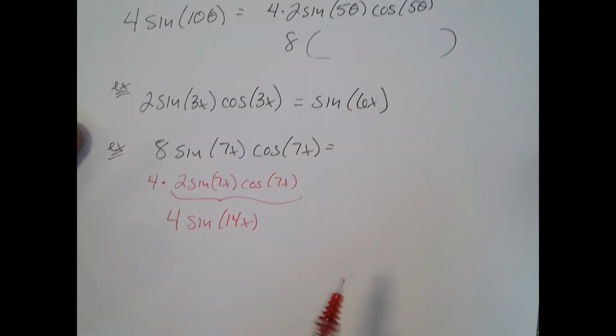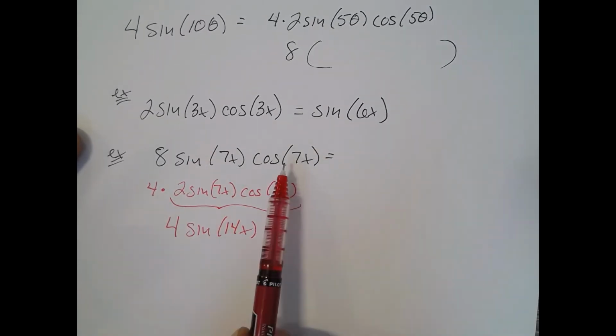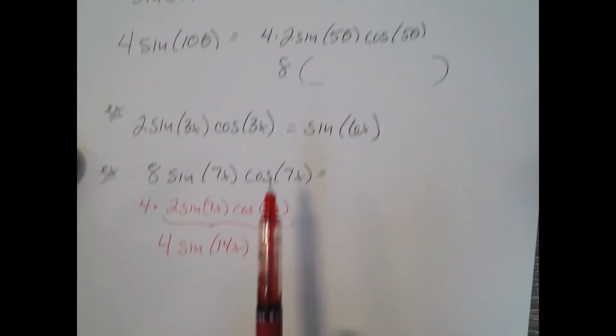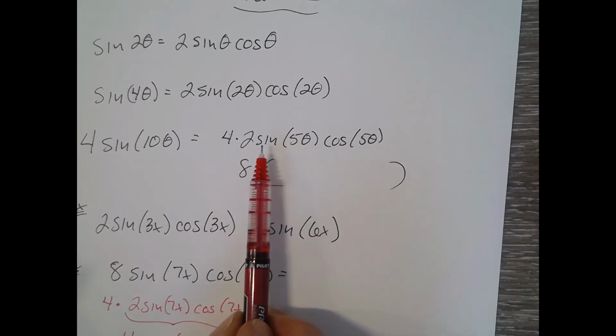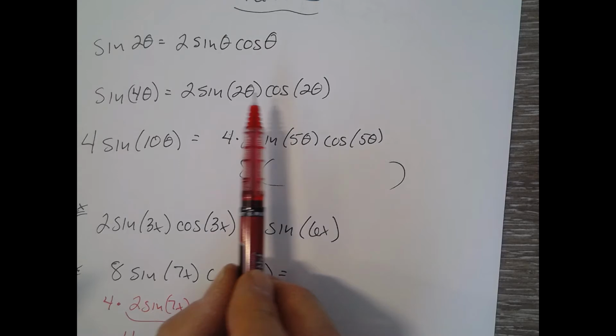So it's 4, and now what is all this? That is sine 14x. Sine of 14x. Okay, so if you ever see a sine of something times a cosine of the same amount, that should trigger double angle sine. So like right up here, if I have the sine of 2 theta cosine of 2 theta, you can rewrite that as the sine of double the angle.